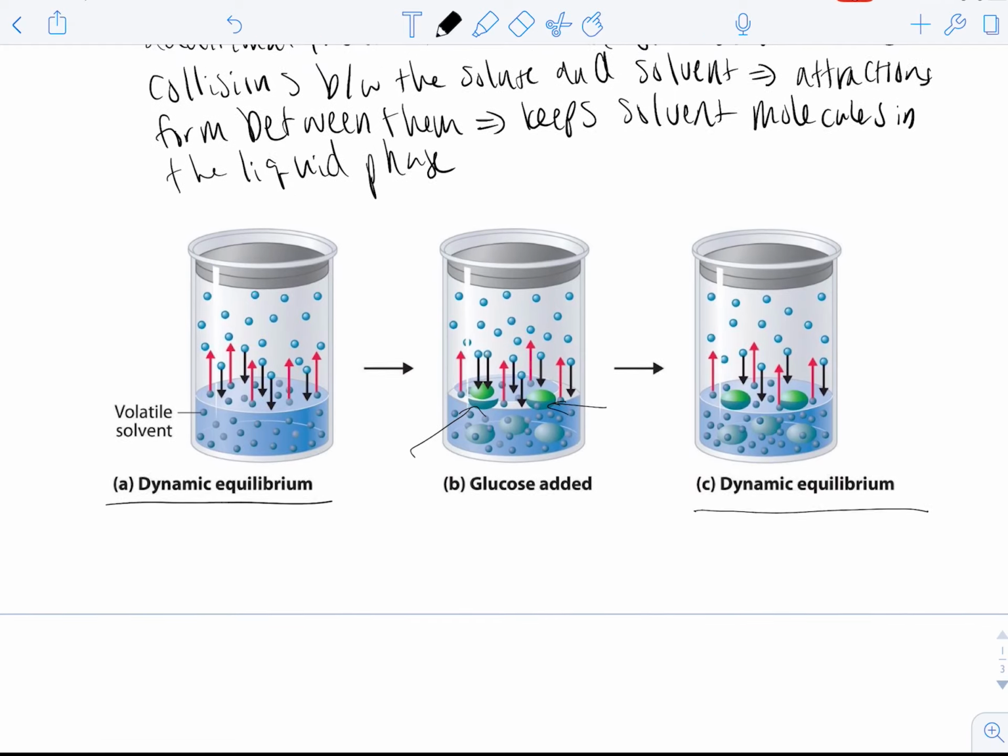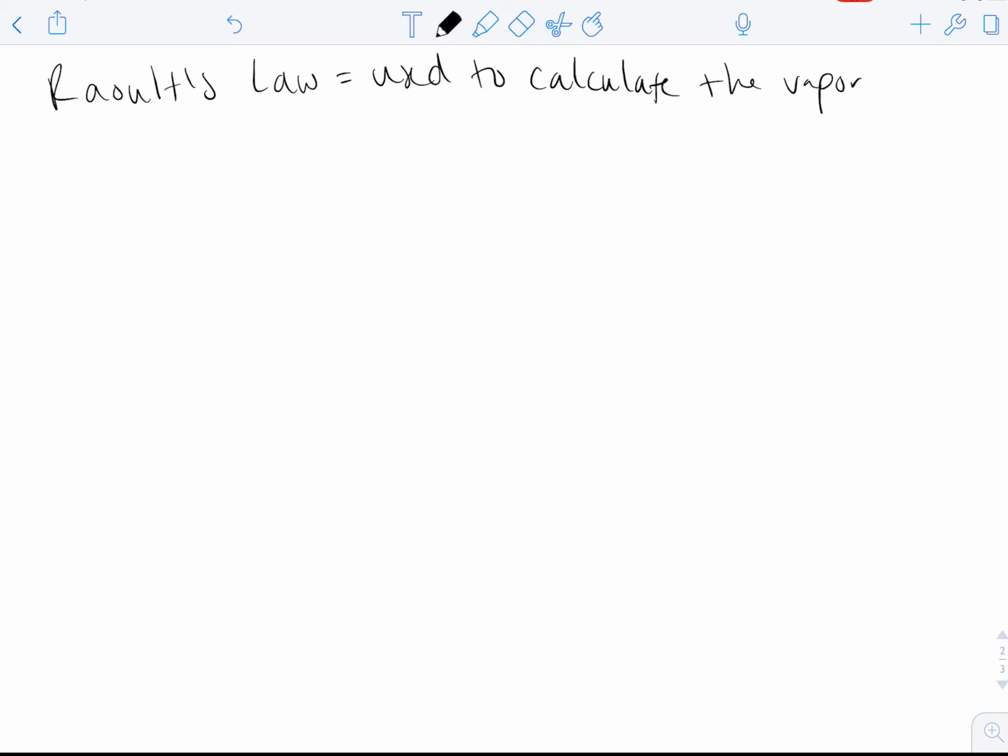Okay. Now, we have an equation that we use in order to calculate vapor pressure, and it's called Raoult's law. We'll do Raoult's law calculations in a further video, but today we're just going to look at the equation. It's used to calculate the vapor pressure of a solution, and it's a simple equation.